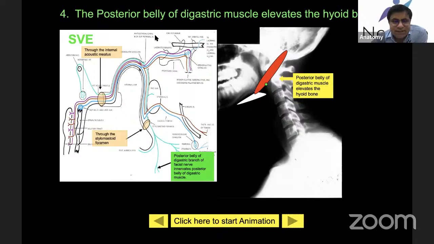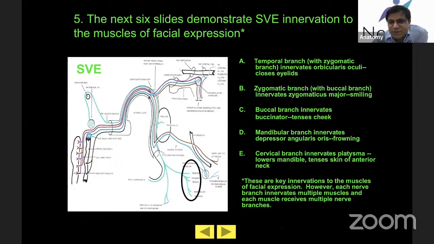So the next 6 slides demonstrate special visceral innervation to the muscles of facial expression. So what will you find here? The temporal branch will reach through the zygomatic branch. The zygomatic branch will innervate the orbicularis oculi, and that muscle helps you close the eyelids. The zygomatic branch with the buccal branch innervates the zygomaticus major muscle, which helps you in smiling.